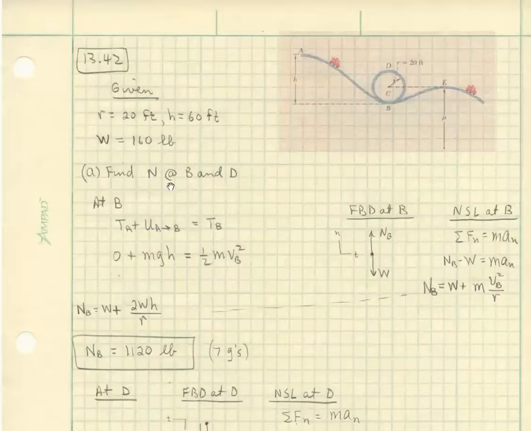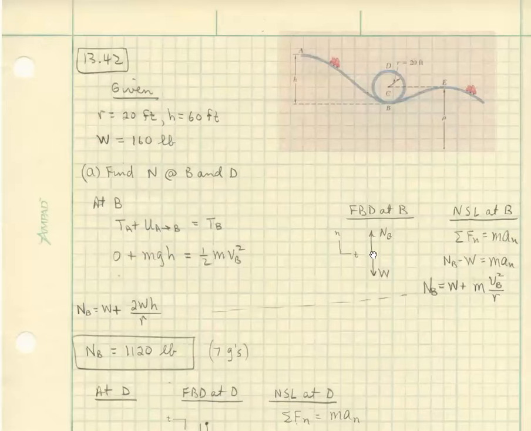To find the normal force at B and D, we're going to look at B first, and we're going to do a work energy principle. T at A plus U from A to B is equal to T at B. And we start off with a zero kinetic energy, and the only work being done on this setup is the work done by gravity, and that's going to be mgh. It's a positive work being done since the object's moving downward, and that's got to be equal to 1/2 m vB squared.